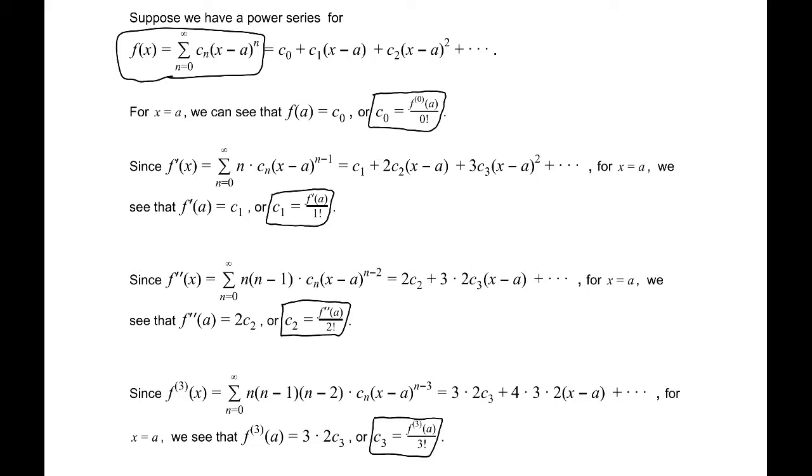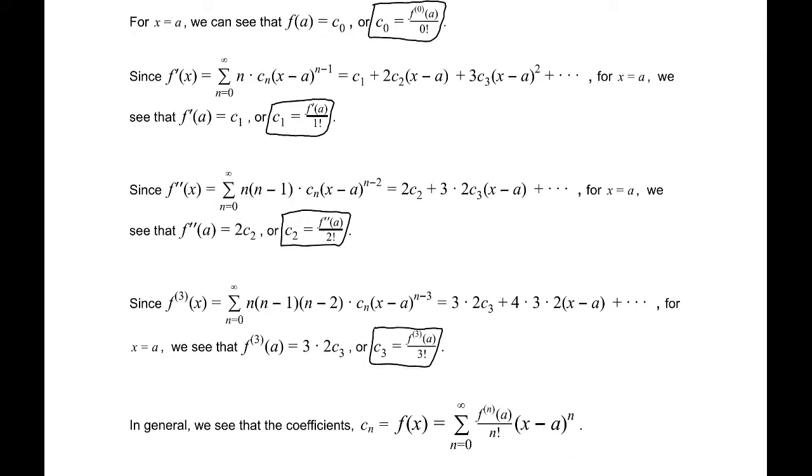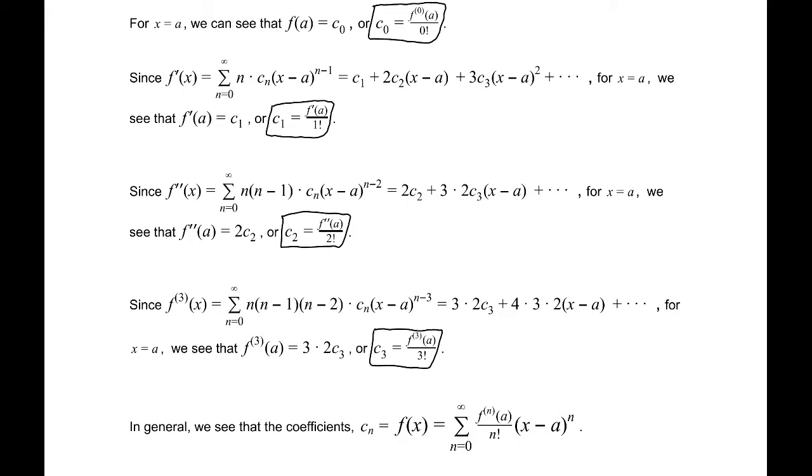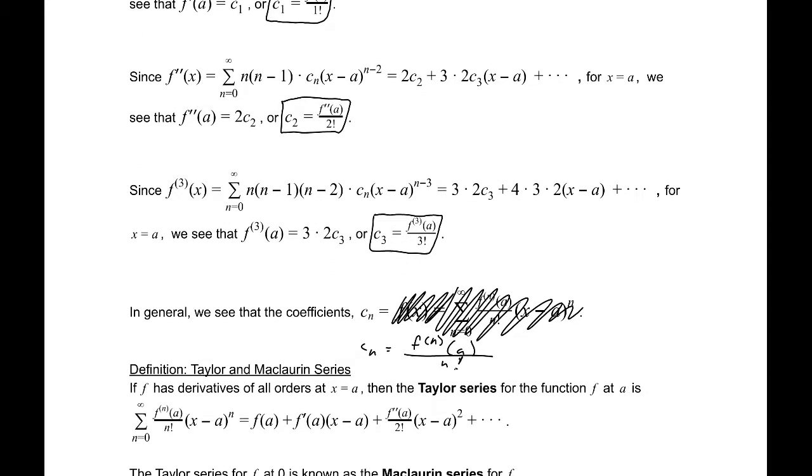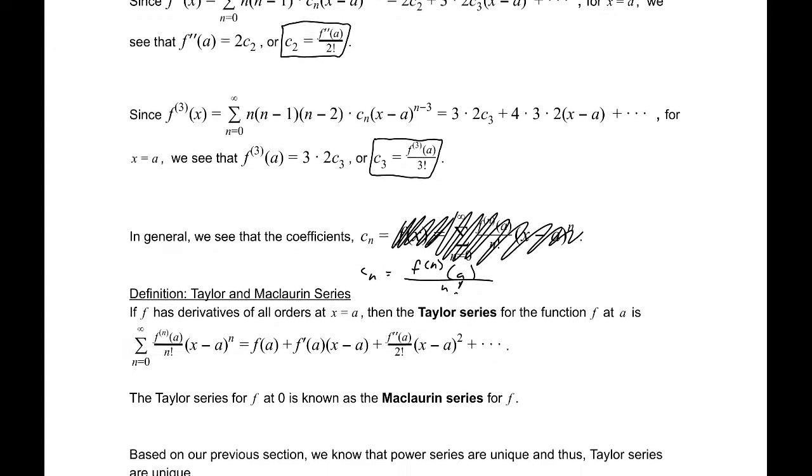Now, if you trace these down, you'll see there's a pattern. In general, we can see that the nth coefficient is the nth derivative of f evaluated at a divided by n factorial. And we want to summarize that in our definition of Taylor and Maclaurin series.